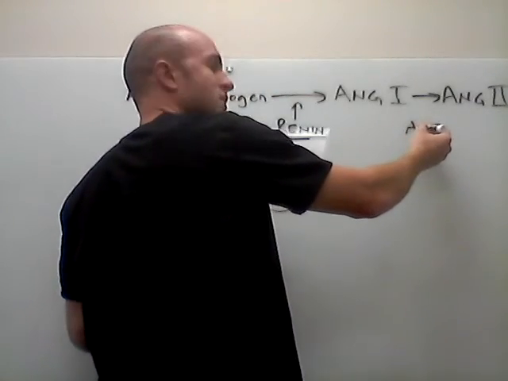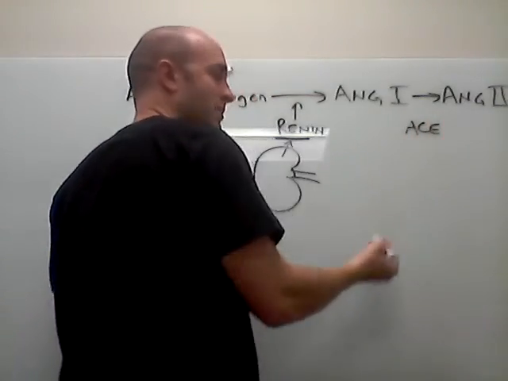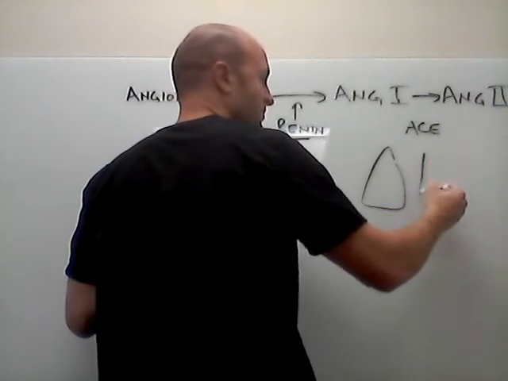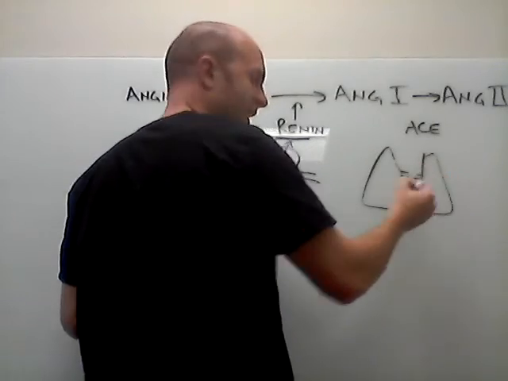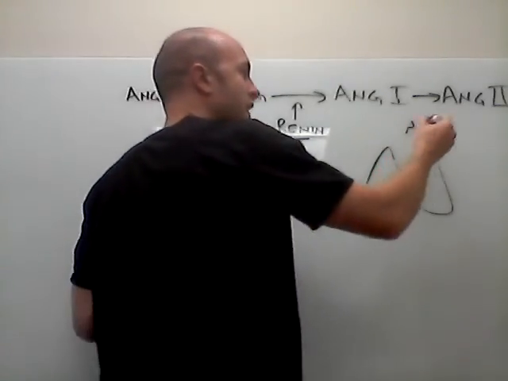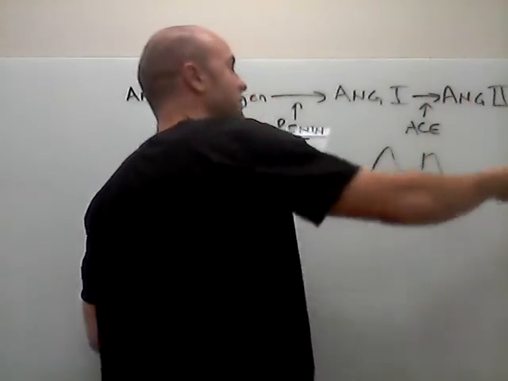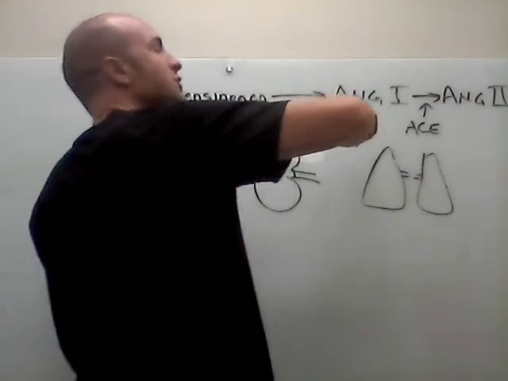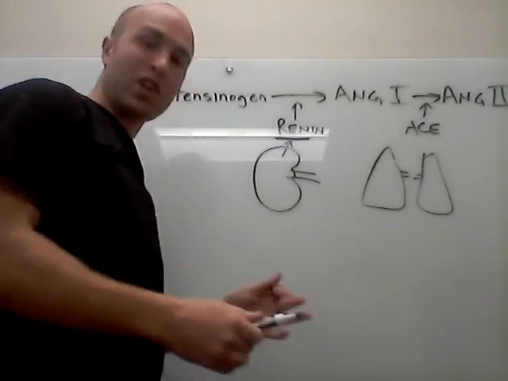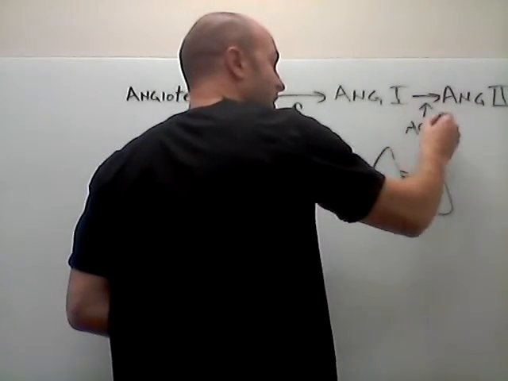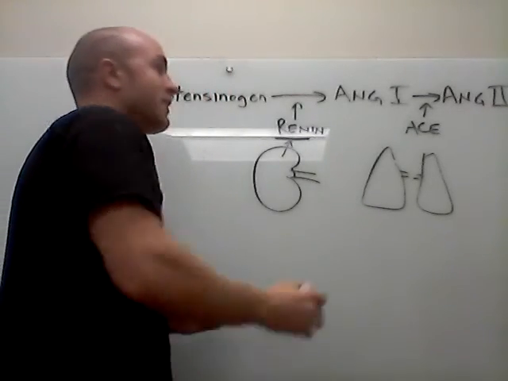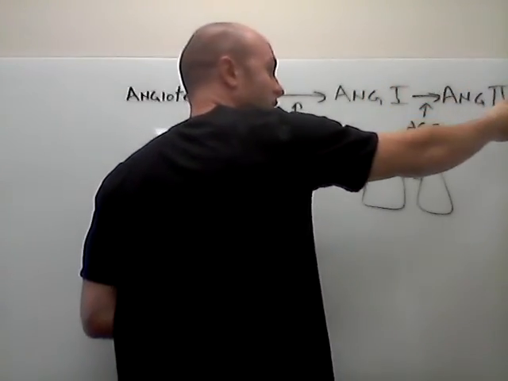Angiotensin 1 or angiotensin 2 converting enzyme. And I believe that comes from your lungs. I can't remember off the top of my head. I'm just free thinking this through here, okay? So angiotensin converting enzyme changes angiotensin 1 into angiotensin 2. So if we could stop this angiotensin converting enzyme, we could prevent angiotensin 1 turning into angiotensin 2.